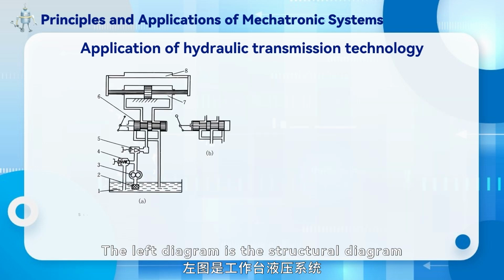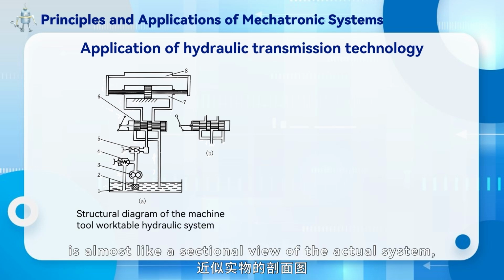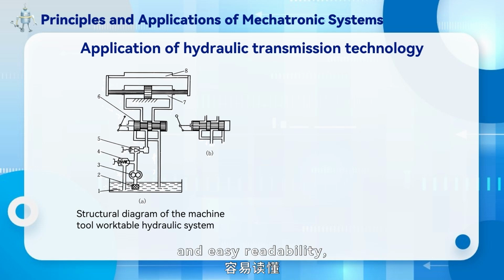The left diagram is the structural diagram of the machine tool work table hydraulic system. This type of diagram is almost like a sectional view of the actual system, with strong intuitiveness and easy readability, but the graphics are complex and inconvenient to draw.